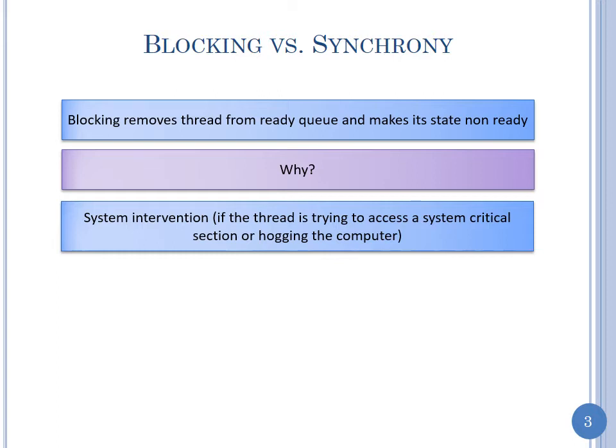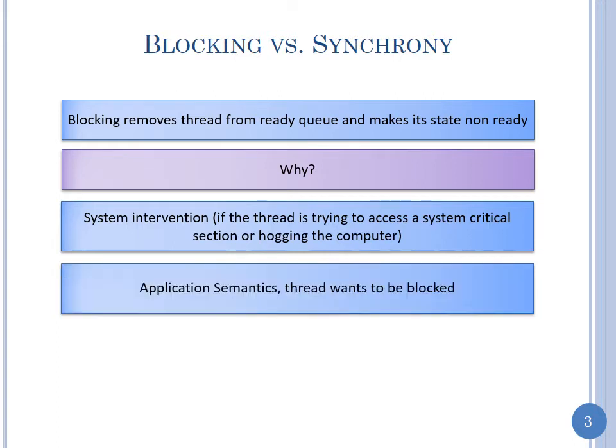There might be system intervention. If the thread is trying to access a critical region, especially if it's doing so in the operating system, we want to block it, right? The application didn't say it wants to block, but it needs to block just to make sure that things are safe. And our synchronized methods allow us to do that in Java.